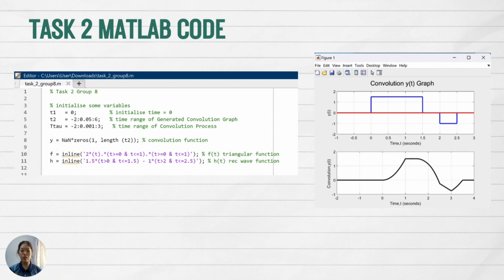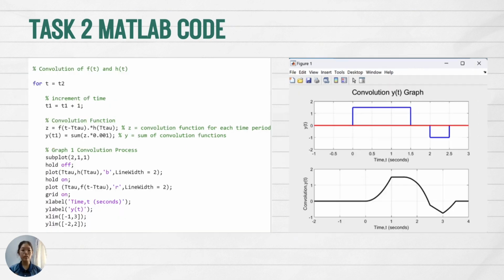Okay, for the convolution function, we declare y equals NaN, which represents not a number, multiplied by zeros in brackets 1 and the length of t2. So for the f function and the h function, the f function is a triangular function provided, and the h(t) function also represents the rectangular function provided in the question.